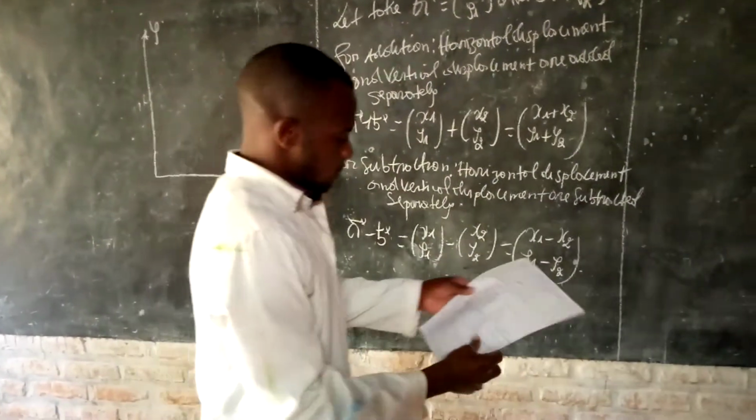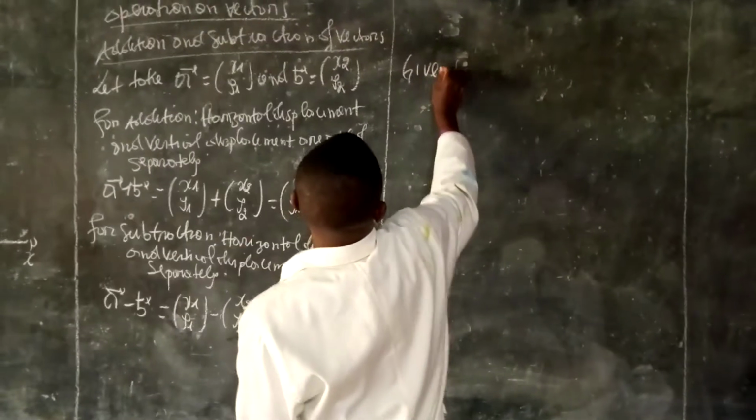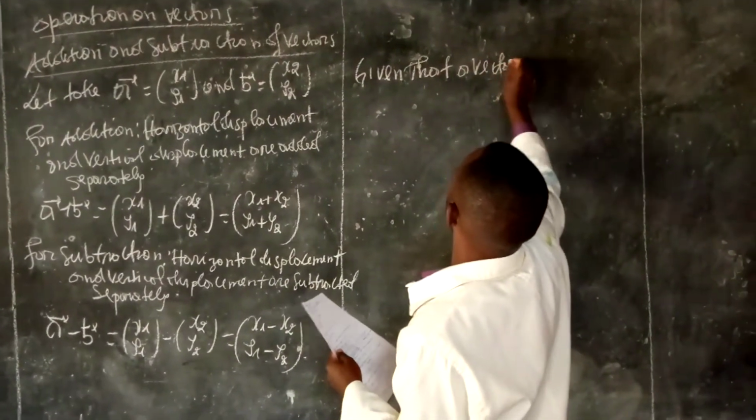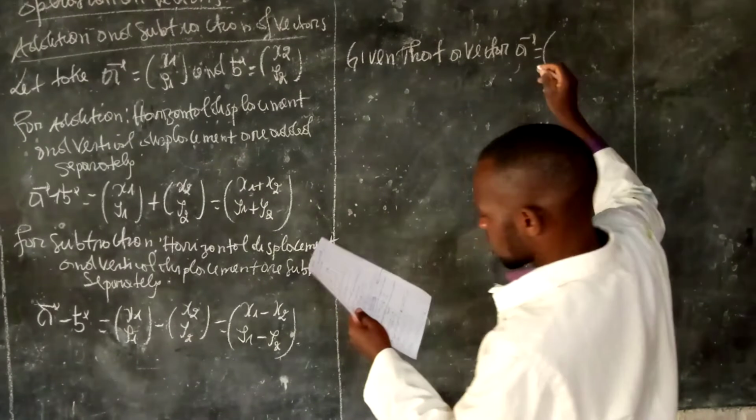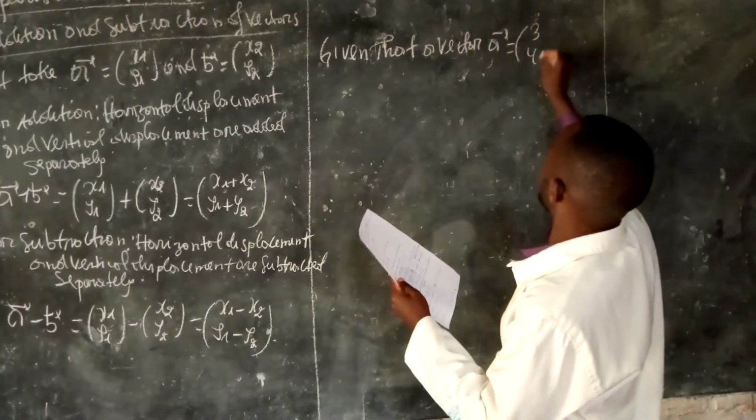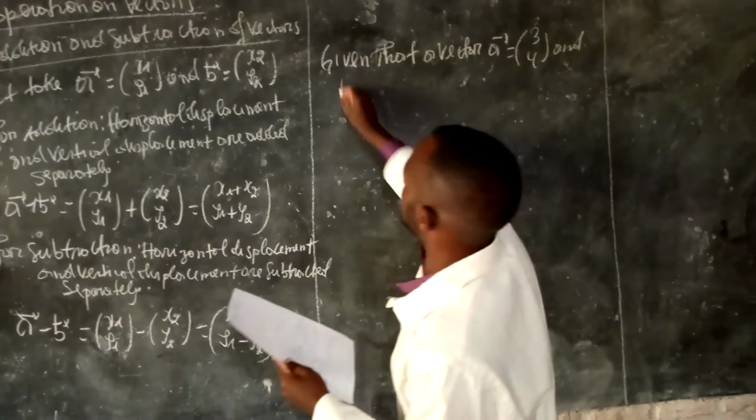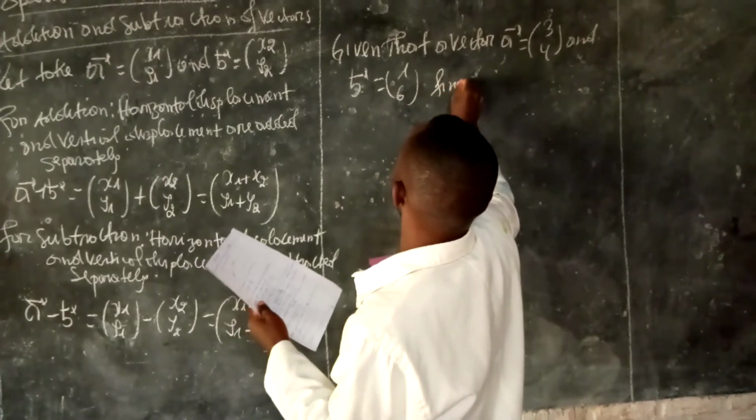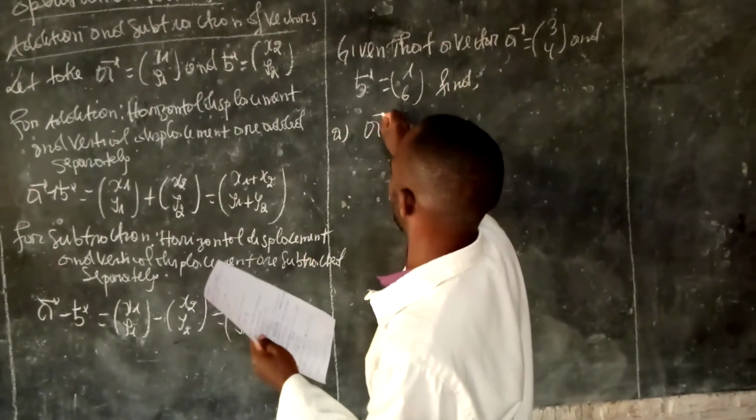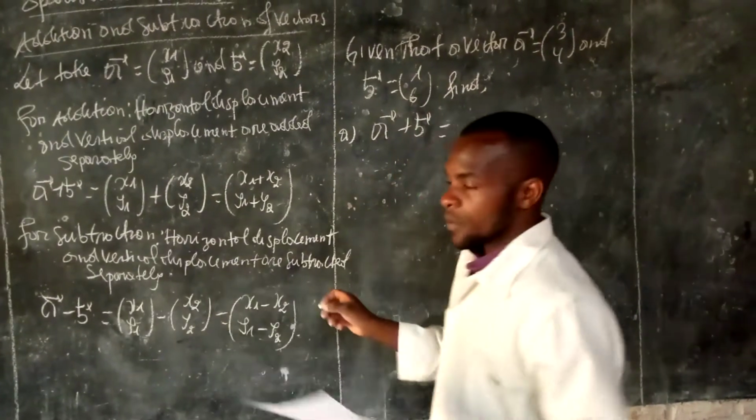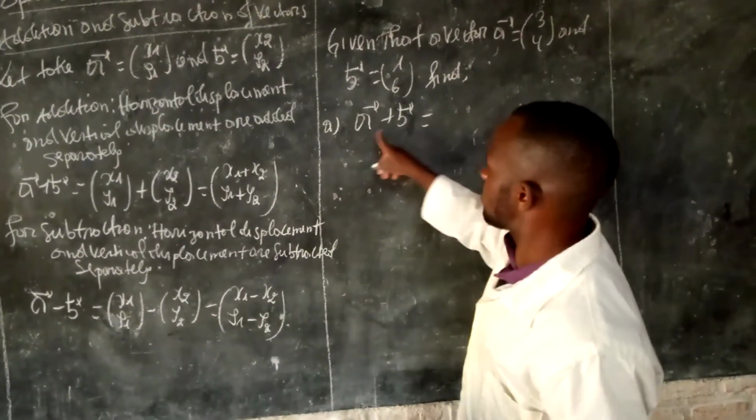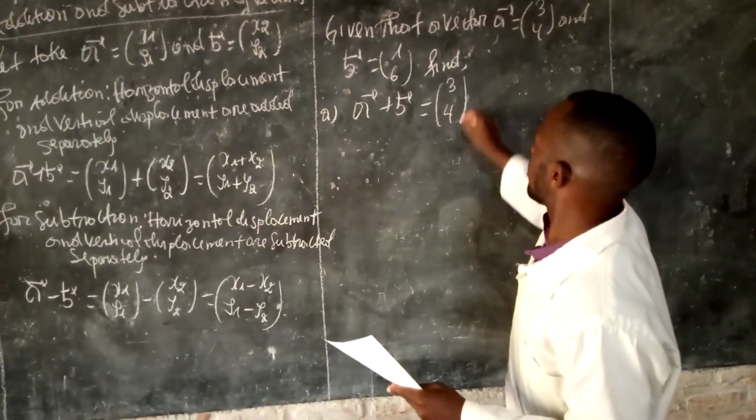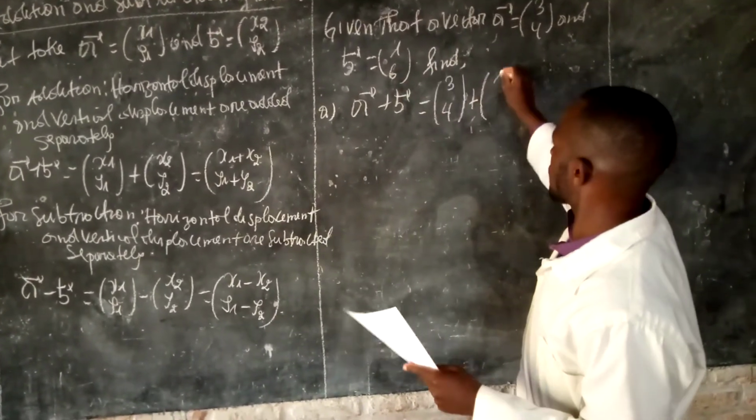So here we have an example. Given that vector A has the coordinates 3 and 4, and vector B has the coordinates 1 and 6, find vector A plus vector B. Now we write vector A like this: 3, 4, plus vector B, which is 1 and 6.